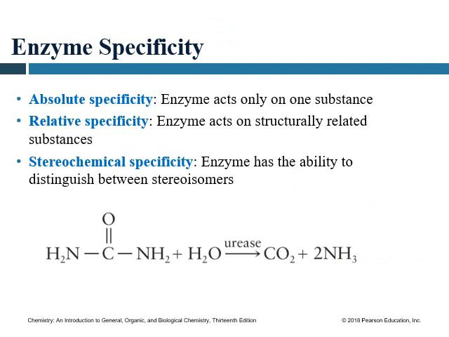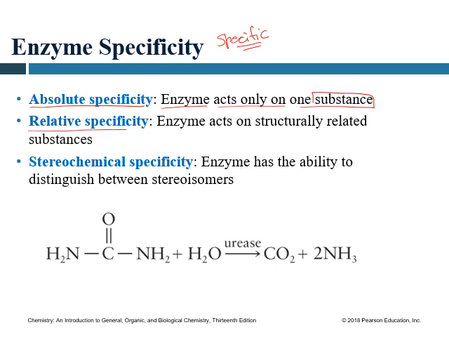So now let's talk about what's special about the enzyme. Enzymes are highly specific, meaning they carry out a specific chemical reaction that is designed for that particular enzyme. There are different types of specificity. The first one is absolute specificity. What does absolute specificity mean? It means one particular enzyme acts only on one particular substance, right? So each enzyme has its particular substance on which it can react, right?